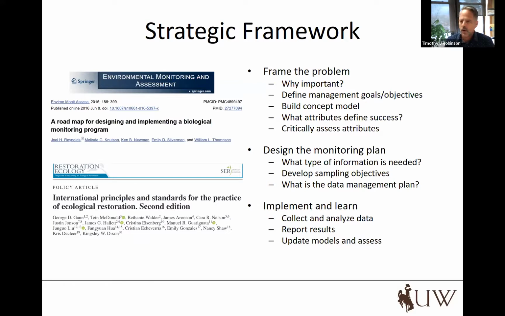So my goal over the next 45 minutes is really to lay out the tenets of evidence-based management with a specific example. And all those things that you see to the right are things that I'm going to address with the example.